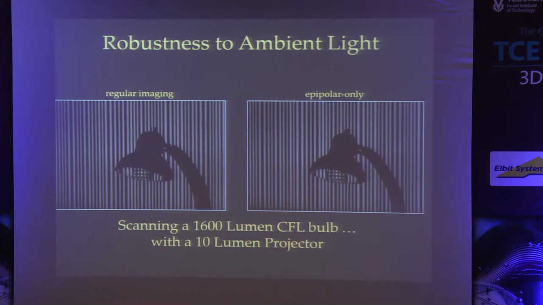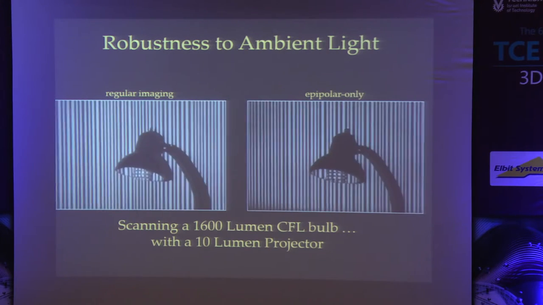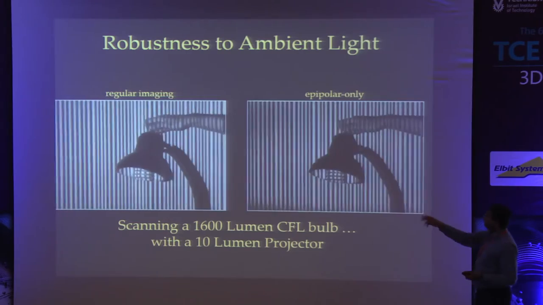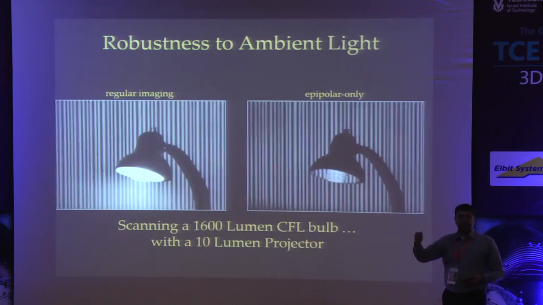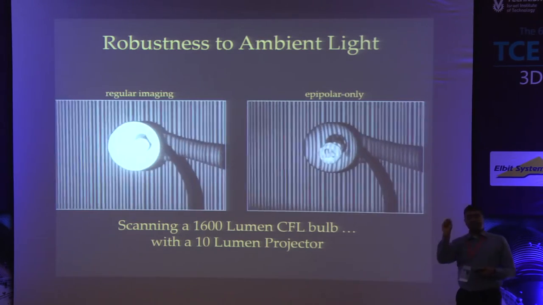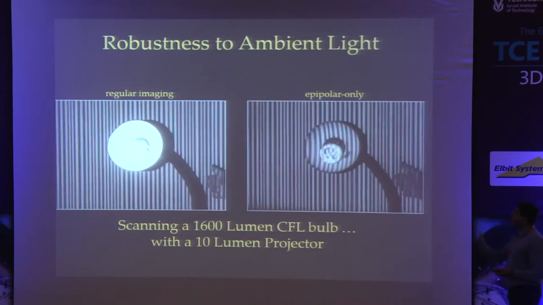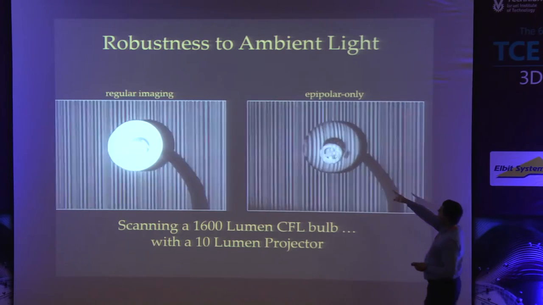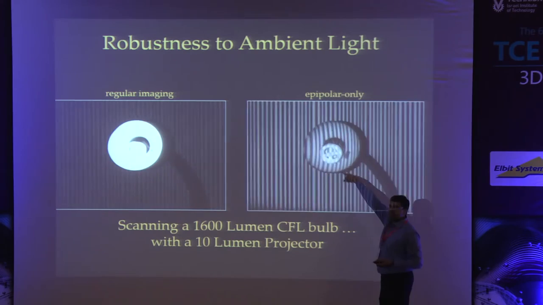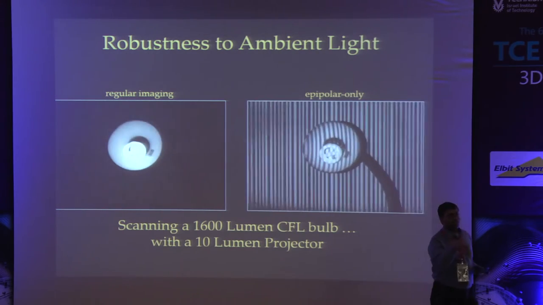Okay, so here you have, on the left is regular imaging. Once you turn on the light, you can't see anything there. You can project patterns you want, but you can't see anything. So here, look at these patterns. The light bulb is on, and I can see all of these patterns that I'm projecting.